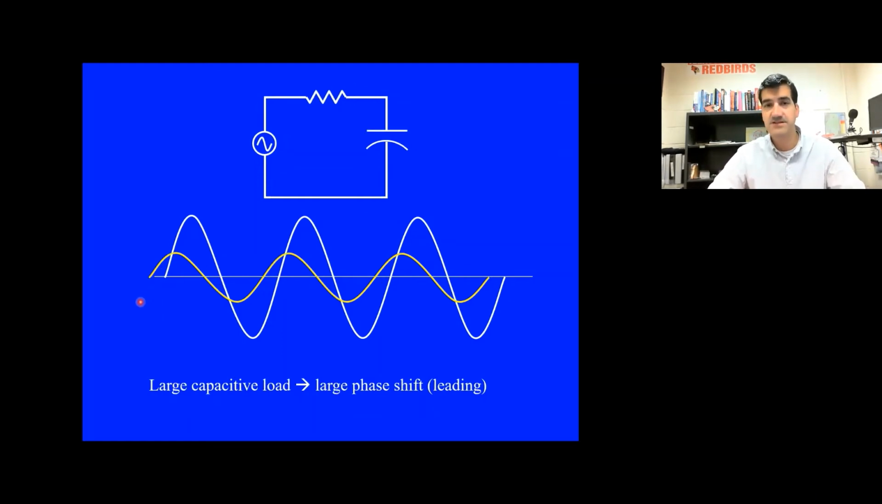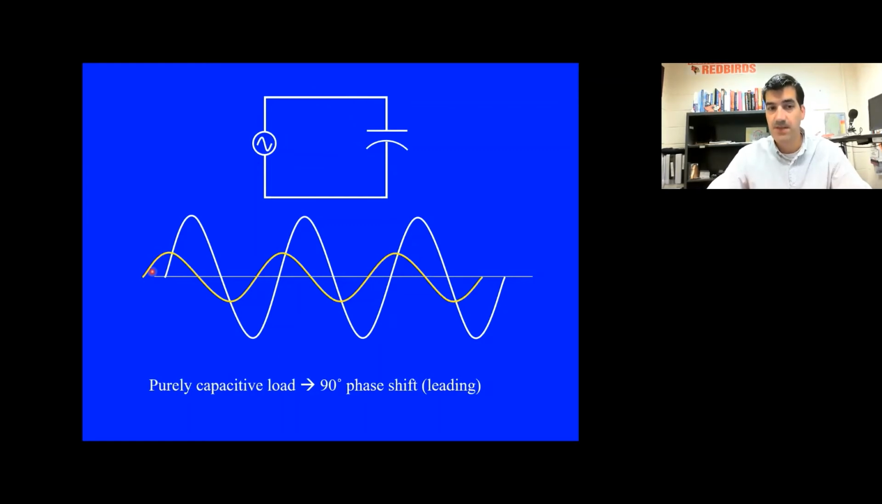If the capacitor is larger or the resistor is smaller, in other words, I have a larger capacitance relative to the resistance, then I'm going to have more of a leading waveform. So now my current is leading the voltage waveform by a little bit more than it was before.